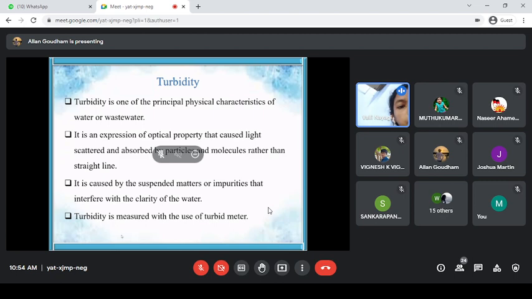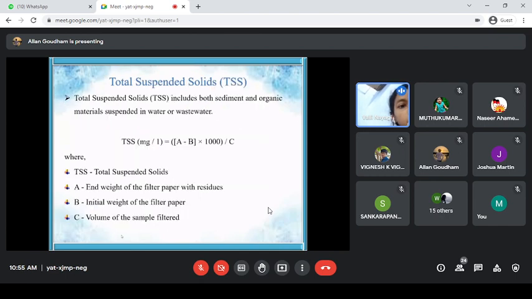Turbidity is one of the principal physical characteristics of water and wastewater. It is caused by suspended matter or impurities that interfere with the clarity of the water. Turbidity is measured using the turbidity meter. And the total suspended solids.